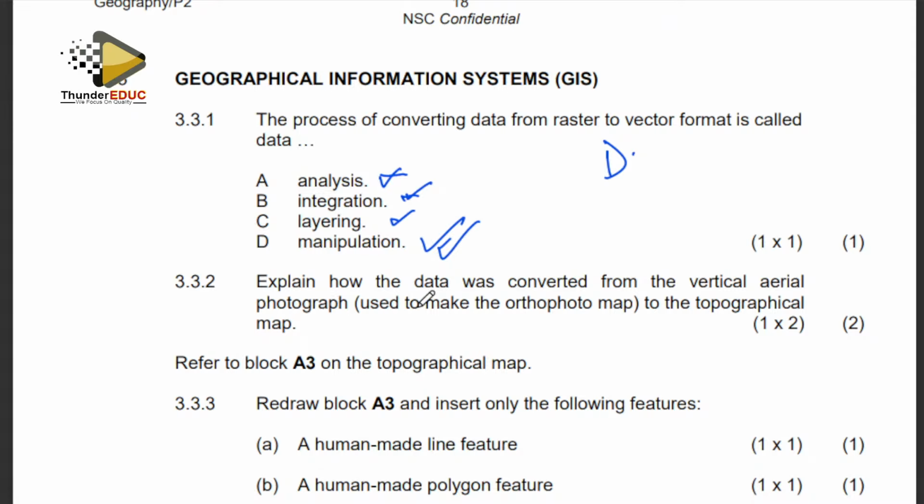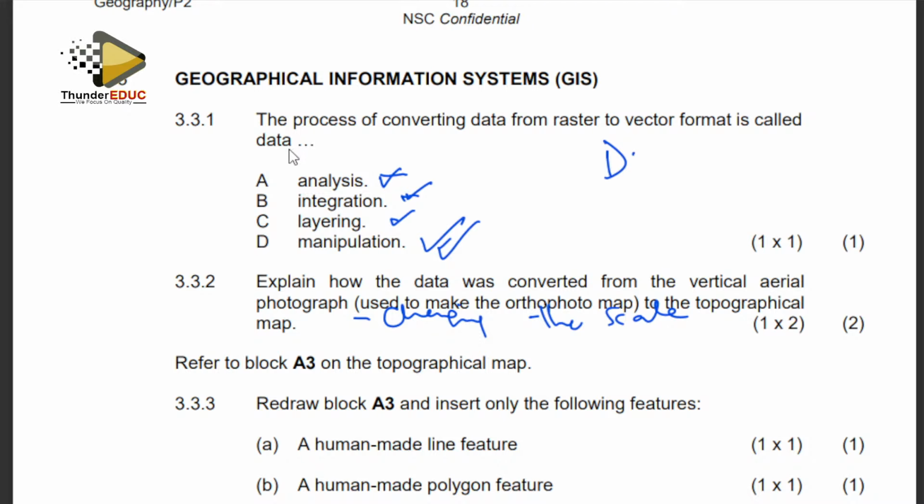3.2 says: explain how data was converted from the vector aerial photograph, which is used to make the orthophoto map, to a topographic map. How is this done? In this case, how was it converted? It was converted by changing the scale. Remember, we said that the scale for the orthophoto is 1 to 10,000. The scale for the topographic is 1 to 50,000. So data is converted from an orthophoto map to the topographic map by changing the scale.